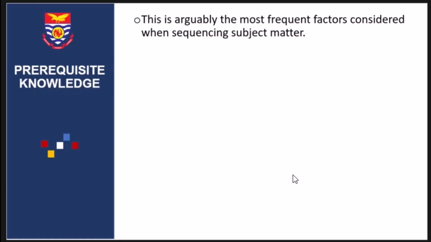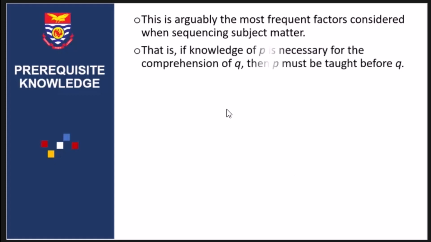Prerequisite knowledge. We can argue it is arguably the most frequent factor that should be considered when sequencing subject matter, because we know mathematics is like building a house. You must start from the foundation, move on to the footing, and then proceed gradually till it gets to roofing stage. So you must consider the prerequisite knowledge before sequencing your subject matter.